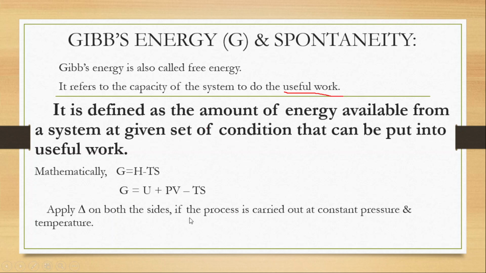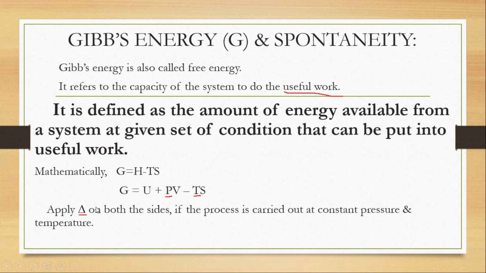We are considering a condition here: the process is carried out at constant pressure and temperature. Now pressure is constant and temperature is also constant, so we can't apply delta for pressure and temperature. Then how does the equation change if we apply delta? It is delta G equals delta U plus P as it is, delta V for volume, minus T as it is because T is constant, delta S. Clear? So the equation changes.